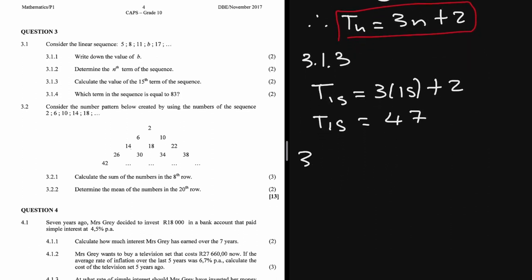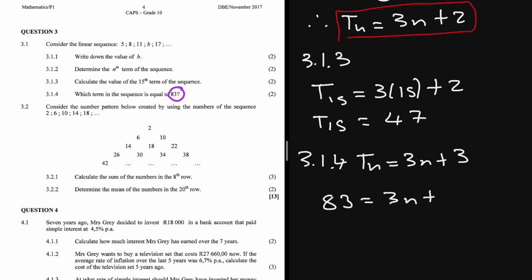So 3.1.4, it says, which term in the sequence is equal to 83? So we are given what? The Tn, and then we have to look for n. So we're going to still use our general solution to say now Tn is equal to 3n plus 2. But now we have the value of Tn as 83, and we are looking for the position, which is n. So we're going to substitute Tn as 83, and then we're going to solve for the value of n.